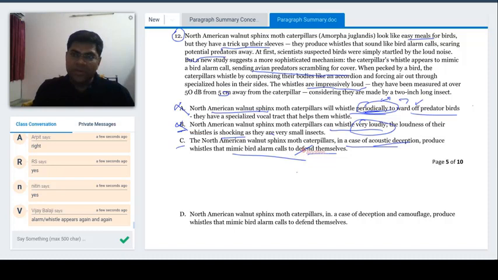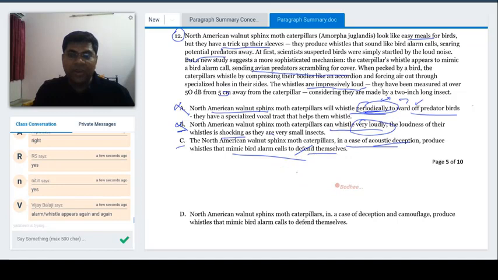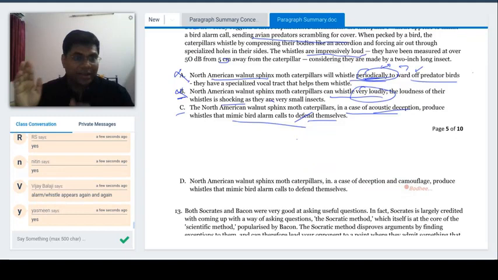Option D says North American walnut sphinx in case of deception and camouflage. So this is where the options likely become distorted. The author has said camouflage. He has said deception, but deception in voice, not in color. Camouflage is deception through physical characteristics, particularly color. So when I camouflage myself, I'm not actually veiling my voice. I'm veiling my color. Are we clear about it, people? Everyone is clear with this question? Yes or no, please tell me.